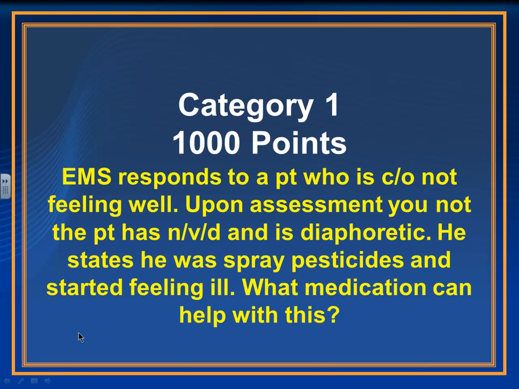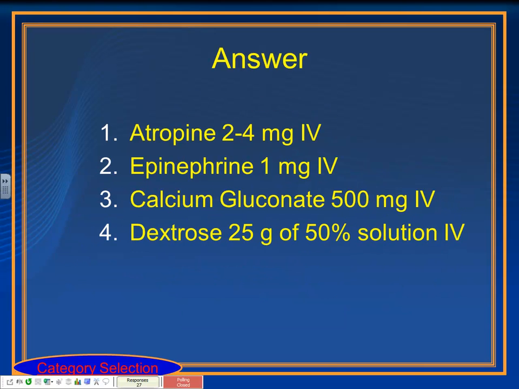All right, EMS responds to a patient who's complaining of not feeling well. Upon assessment, you see that the patient has nausea and vomiting and diarrhea and is diaphoretic. He states that he was spraying pesticides and started to feel ill. What medication can you give that would help with this patient? So he's been spraying pesticides, and all of a sudden he starts having some nausea, vomiting, diarrhea. He's diaphoretic, not feeling well. Everybody good with that? So what medication are you going to give him?